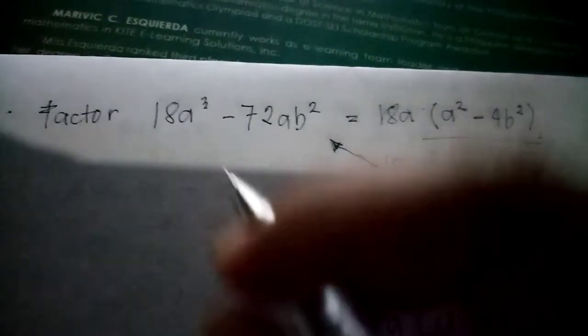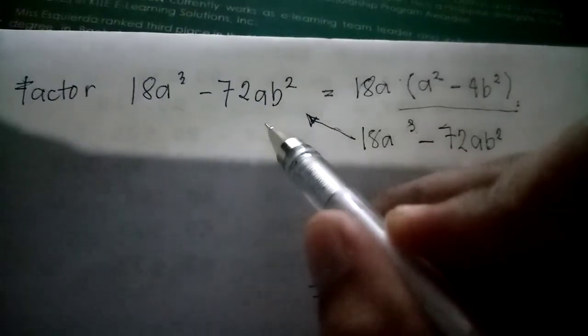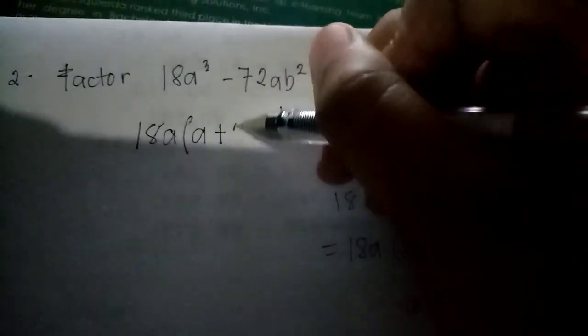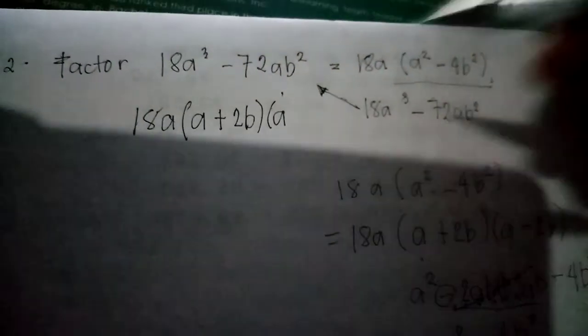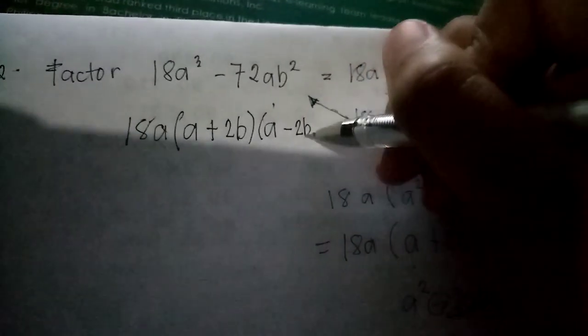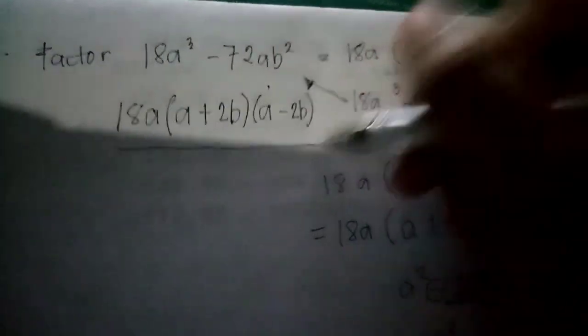So that our final factor for this equation is 18a times a plus 2b times a minus 2b. That is our answer.